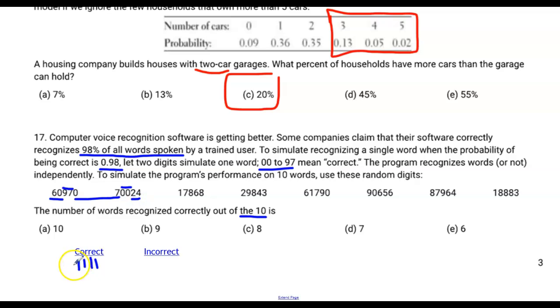Here's 24. Here's another correct. Here's 17. Another correct. Here's 86. Another correct. Here's 82. Another correct. Can he do it, folks? 98. Uh-oh. There's your incorrect. And then 43, the last and not least, that is 10 different trials, but 9 of them are correct and 1 of them is incorrect. That's how you simulate. Perfect.